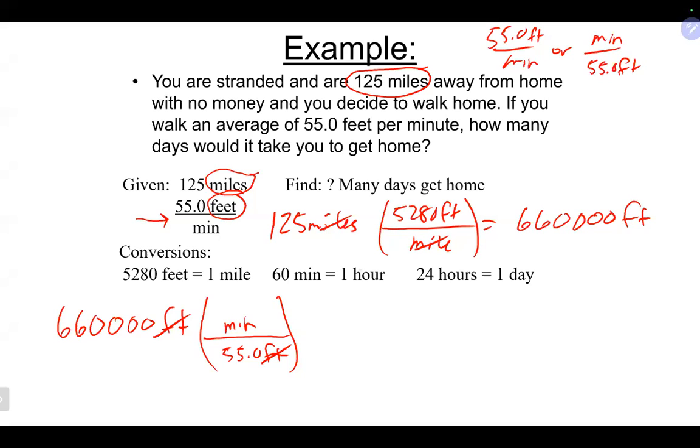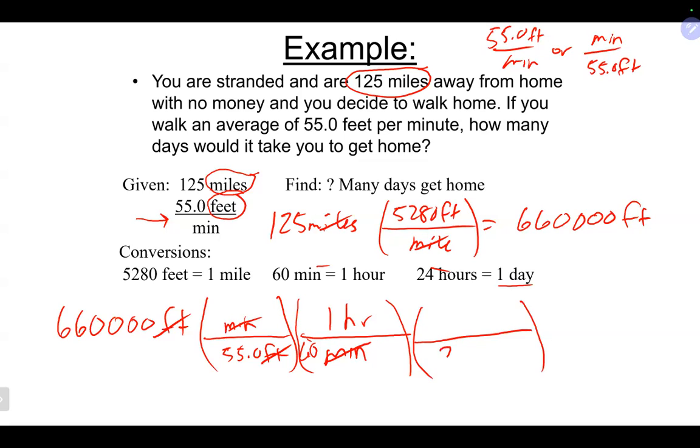And hopefully we do know these, right? So we will get rid of our minutes. There are 60 minutes in 1 hour. So our minutes will cancel, and we do want to end up with days. So there are only 24 hours in 1 day, and our hours again in opposite locations will cancel.